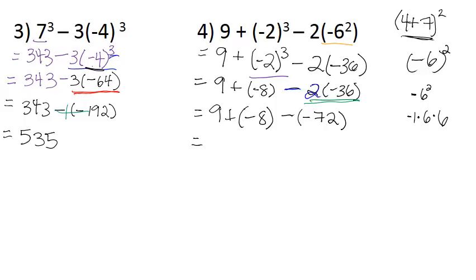So then I have 9 plus negative 8 minus negative 72. And I can do that all together at one time, and that is 9 plus negative 8 gives me 1. And then I have 1 minus negative 72. Now again, these two cancel each other out and make my plus sign. So I have 1 plus 72, which gives me 73.